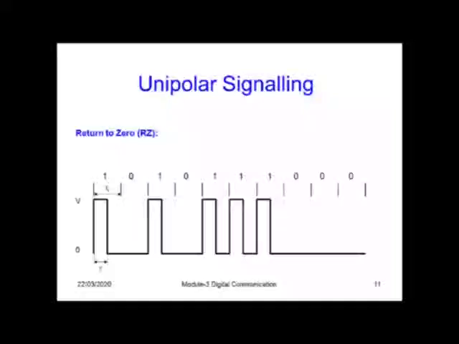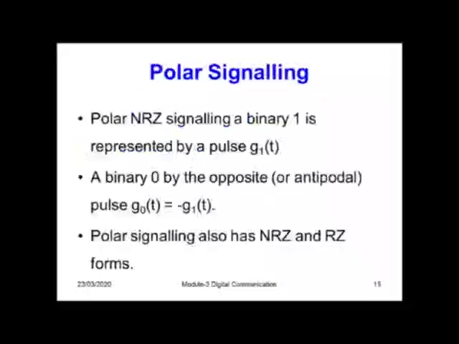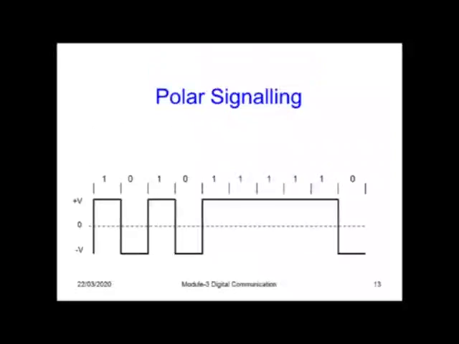This is being shown in the diagram representing the same data transmission. The polar signaling. Polar non-return to zero signaling: a binary 1 is represented by the pulse G1 of t and 0 is represented by the opposite, that is G0 of t is equal to minus G1 of t. Polar signaling also has NRZ and RZ forms.